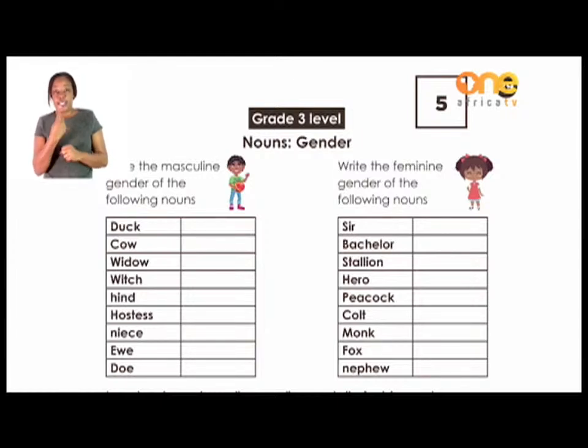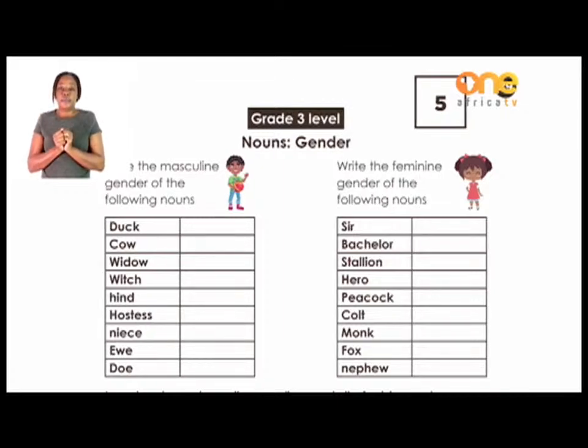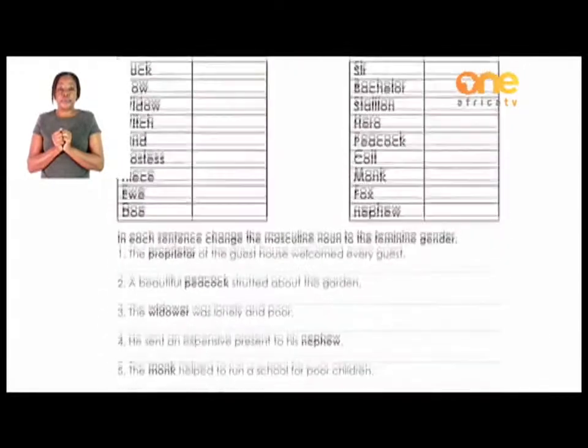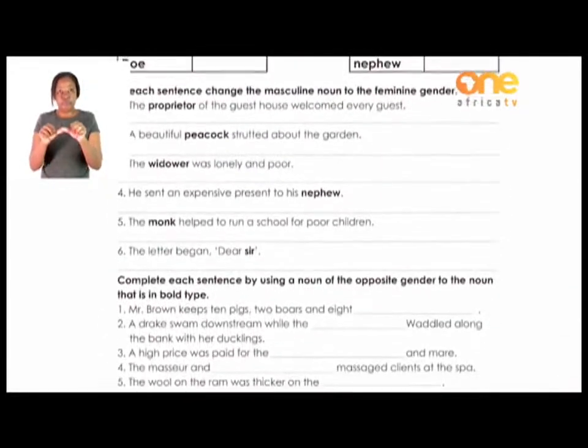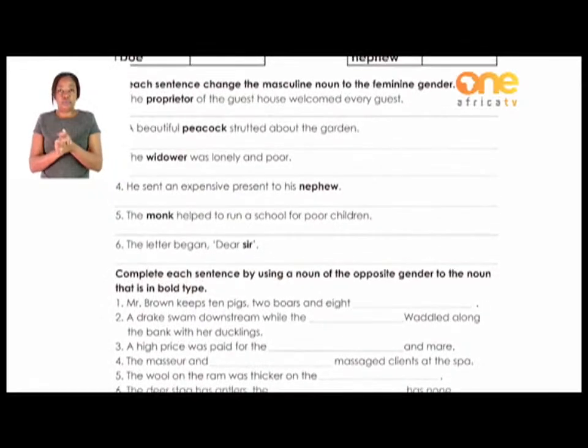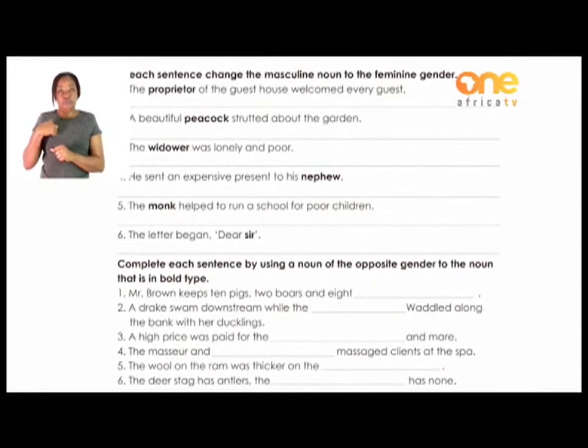A hero is a man. What about a female? A peacock, colt, monk, fox, and nephew. What about the female side? Please find for me, search and fill in the answers. I'll check with you there. Okay, still on the gender, we'll continue with the next one. The next exercise, the genders are put in the sentences. So let's try the first one, and then you are going to do the rest.